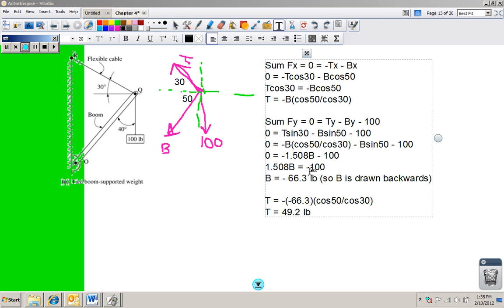Okay guys, I don't know if you caught it, but I left a piece out here. When I substituted for T here, I needed to also multiply by sine 30. That makes a big difference. So let's go back and figure out what that works out to be. It is cosine 50 divided by cosine 30 times sine 30. So that's 3.711, and that's a negative, and we also have a negative sine 50. And I get 1.137 B.